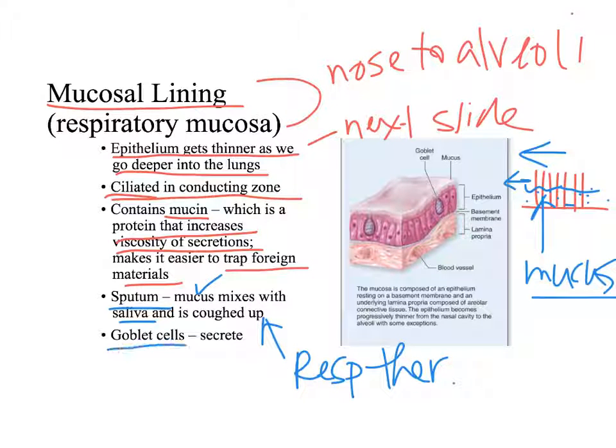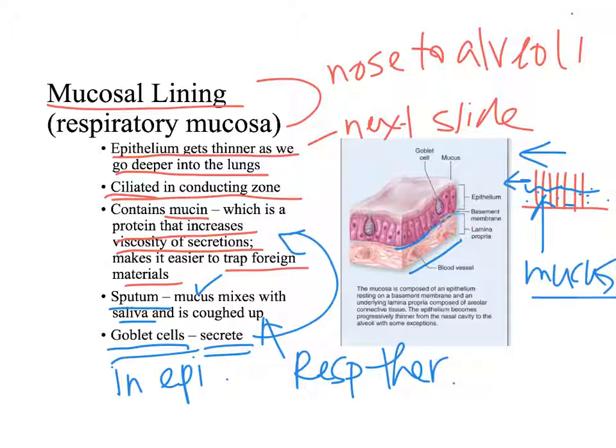Now there are certain cells in the epithelium. These are the goblet cells, and they're going to secrete the mucin. If we look here, here's the bottom layer. It's called the lamina propria. And then the basement membrane, where the epithelium is lying. And then the epithelium. Here are the epithelial cells, goblet cells. Here's mucus, and there's the cilia sticking up.